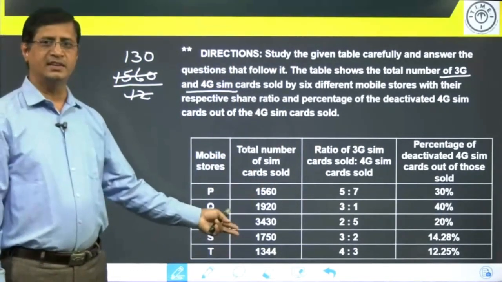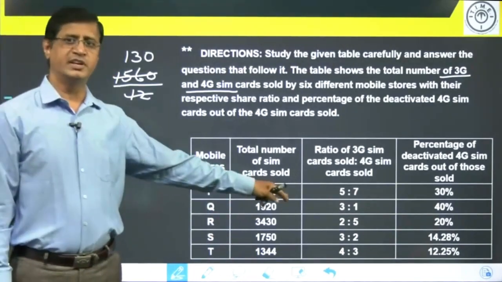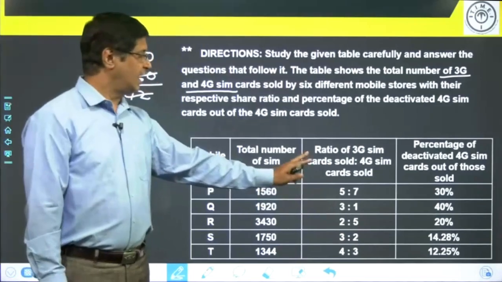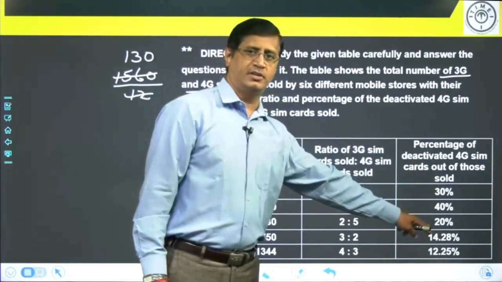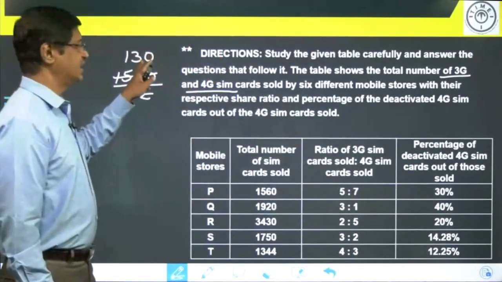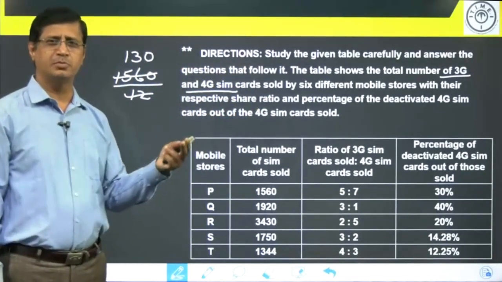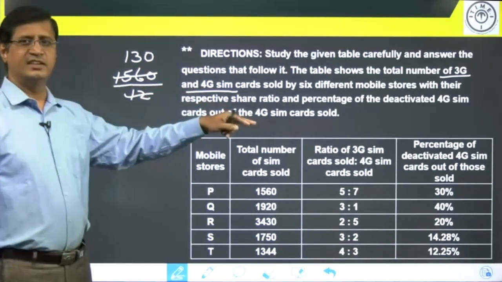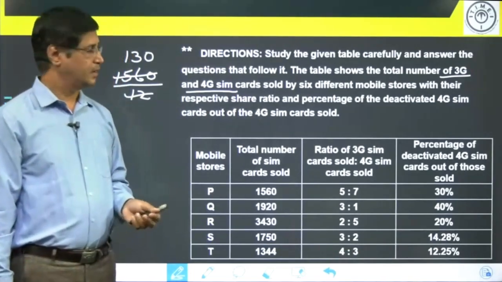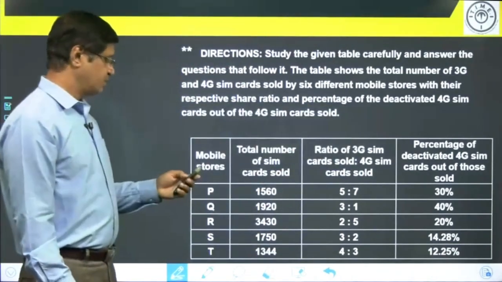Similarly, you can find the 3G and 4G SIM cards in the other stores respectively by using the data given here, the total number of cards sold and the ratio of 3G and 4G. And in the 4G, how many are deactivated? The percentage of the deactivated is given. For example, here 7 times of 130. In that 30% are deactivated. 30% means 30 by 100. Zeros and 0 cancel. Then 3 into 13 into 7 is the number of deactivated. Okay. Am I clear? So based on this information, now let's look at the questions related to this table.